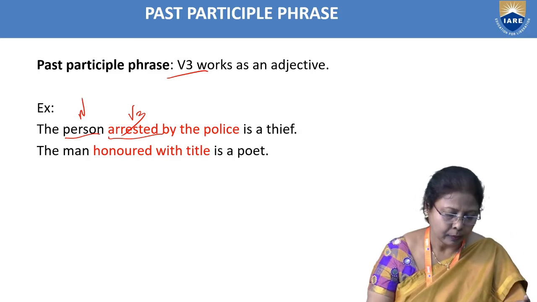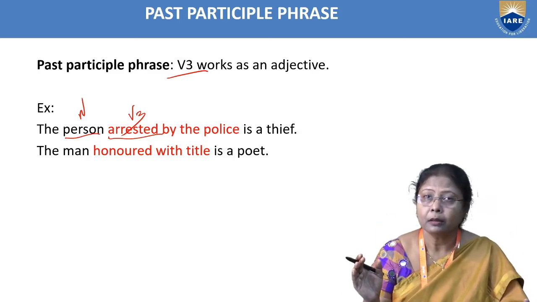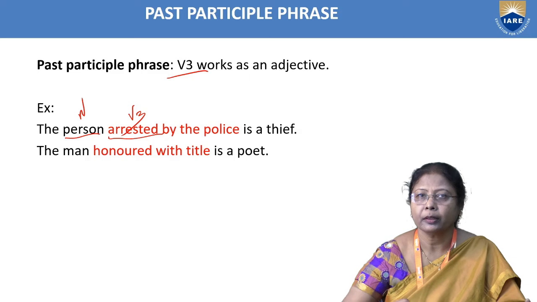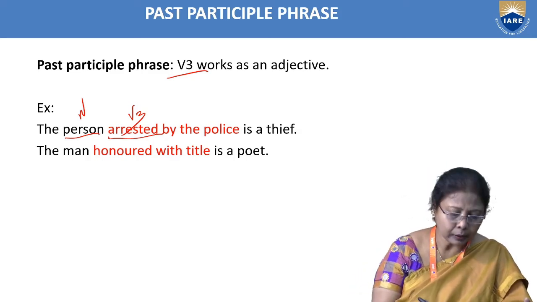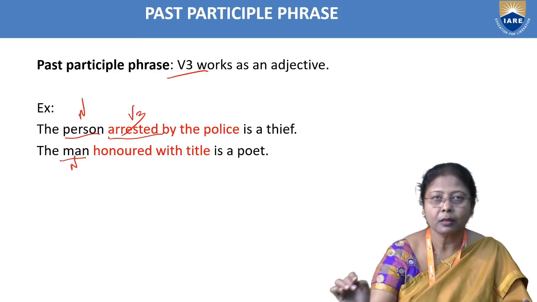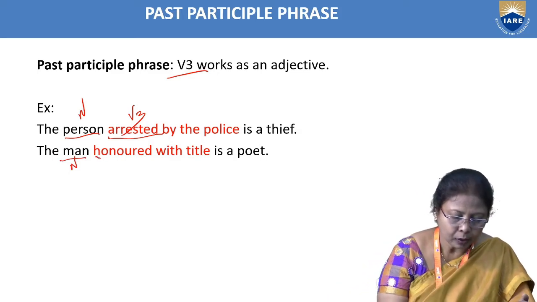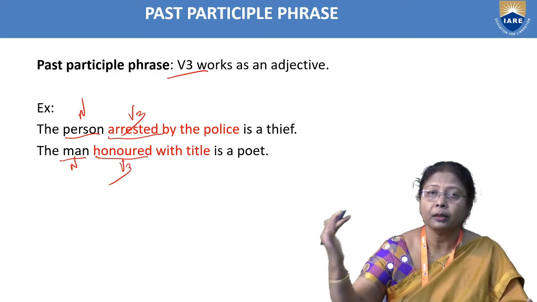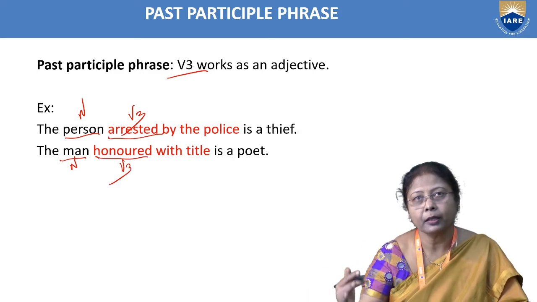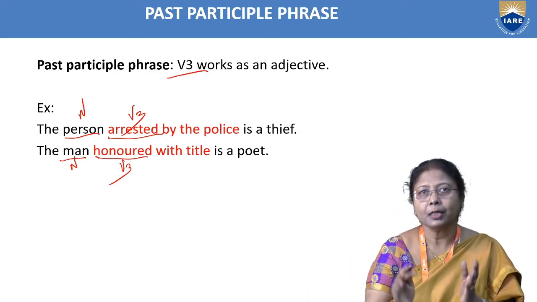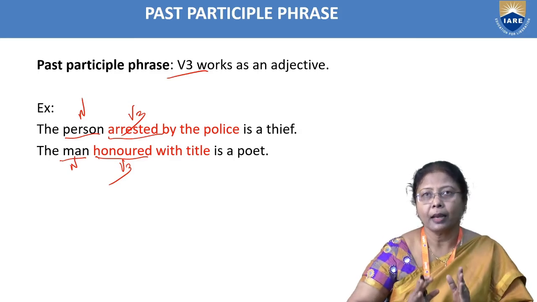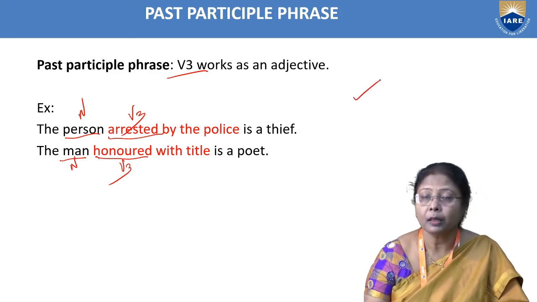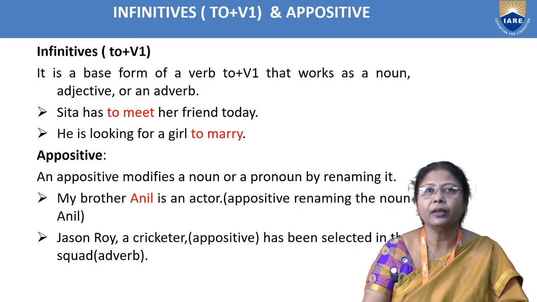See the next sentence also. The man honored with a title is a poet. Who was honored with a title? A man, so he is the noun. Honored is a V3 form. The past participle phrase is honored with a title. This past participle phrase works as an adjective after the noun man. Is it clear, children?